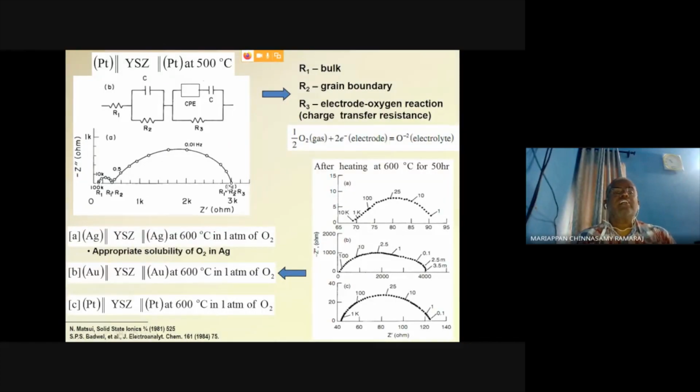For example, here is YSZ material with different electrodes: silver, gold, and platinum. Here you can see that in the case of gold, the charge transfer resistance is very high, whereas for platinum and silver, the charge transfer resistance is very low. But in silver, the solubility of oxygen is very high, so platinum is more suitable. And depending on the porosity, the contact resistance and other things will change, which can also be characterized with this technique. Then it can be developed into a quite useful sensor. Basically, impedance spectroscopy plays a major role in developing and characterizing the sensor and sensor materials.